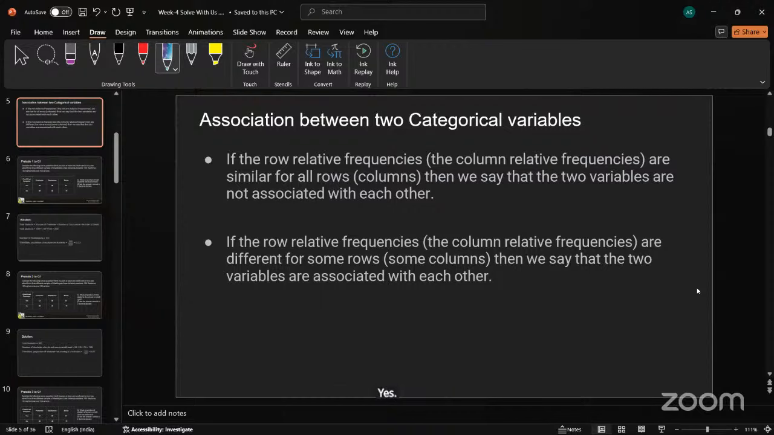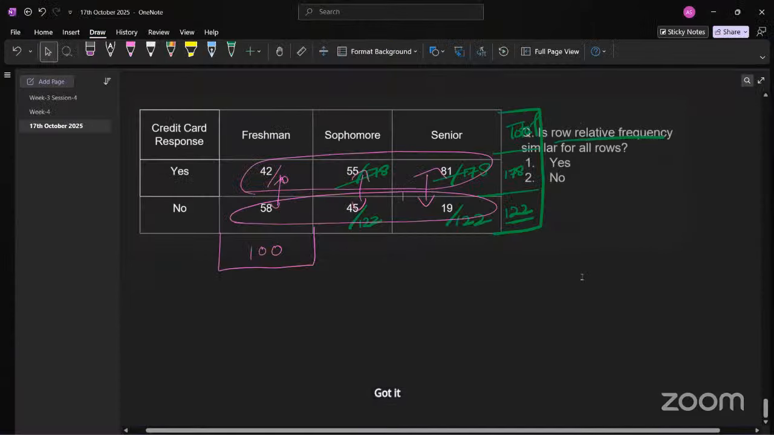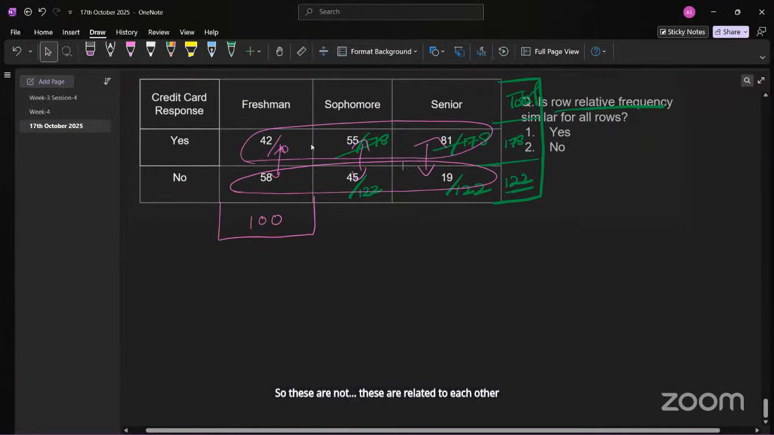Yes, sir. So if the row relative frequencies or the column relative frequencies are similar for all the rows, then we say that the two variables are not associated with each other. And if they are different, then we say that the two variables are associated with each other. The ratios were different, so we say that the two variables are associated with each other.